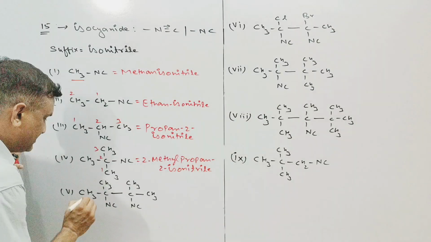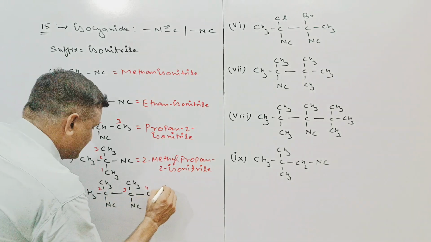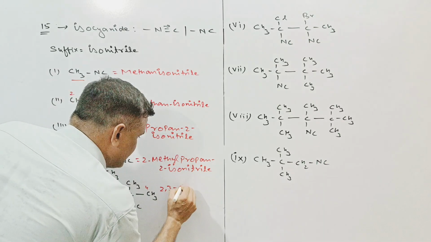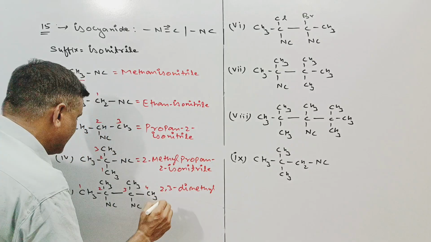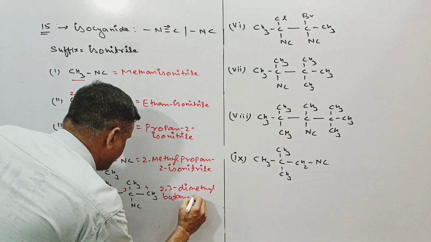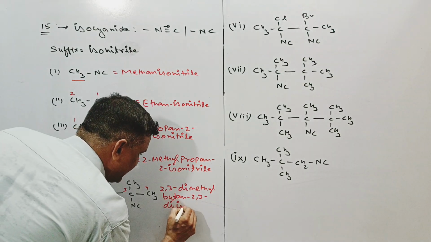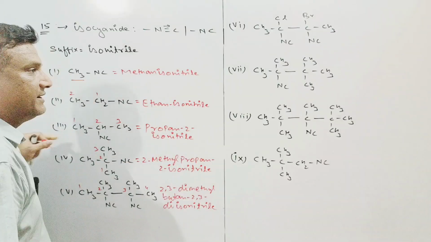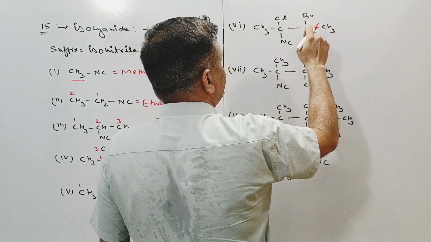If I go with this, then there are 1 2 3 and 4 carbons in the chain, and at the number 2 position and number 3 position there is a methyl each, so it will be 2,3-dimethyl. Here there are 4 carbons in the chain, butane, butane 2,3-diisonitrile, diisonitrile.